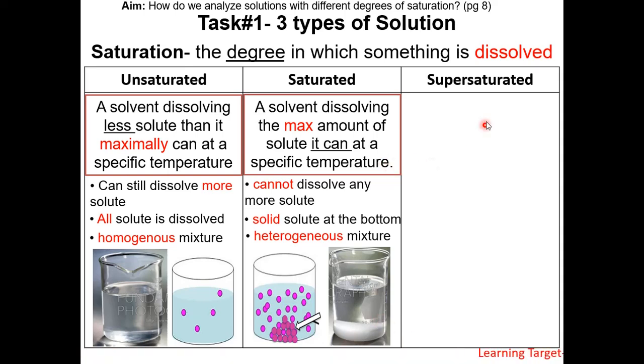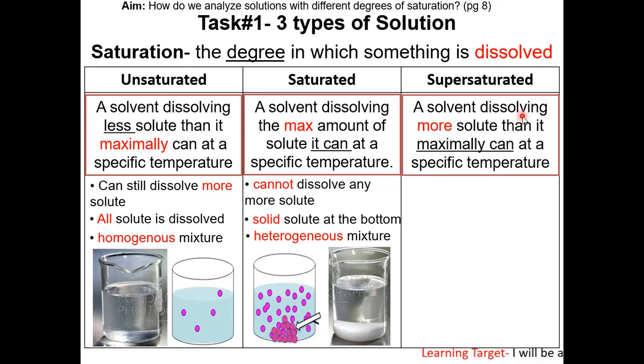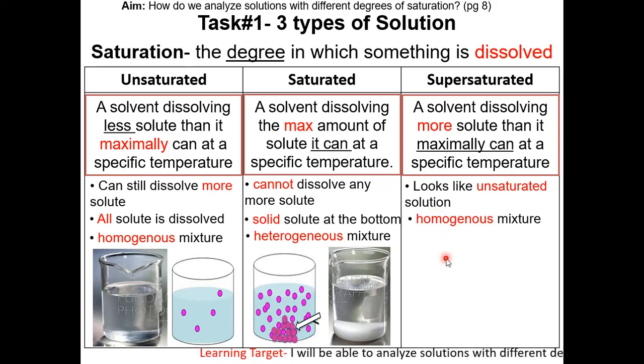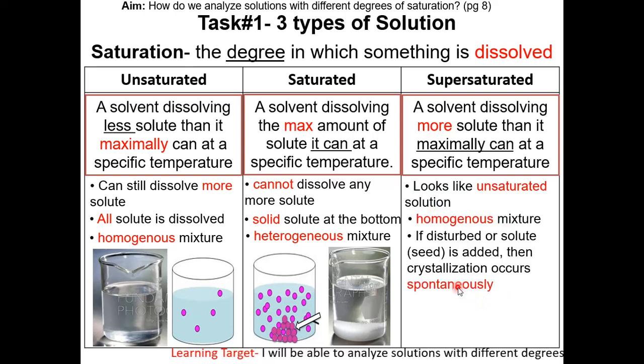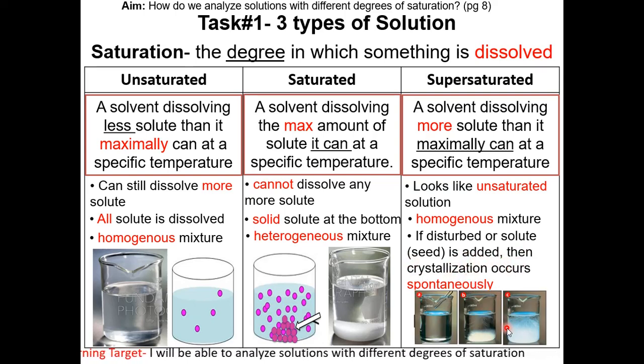The third type of solution is a supersaturated solution. That is when the solvent is dissolving more solute than it maximally can at a specific temperature. A supersaturated solution looks like an unsaturated solution. It is also considered a homogeneous mixture. However, if it's disturbed or solute is added, also known as a seed, then crystallization will occur spontaneously.